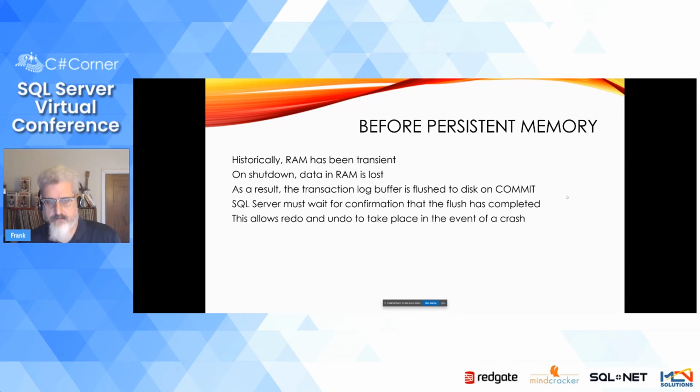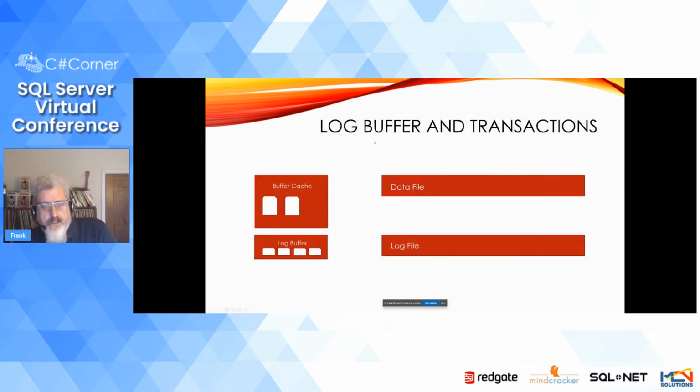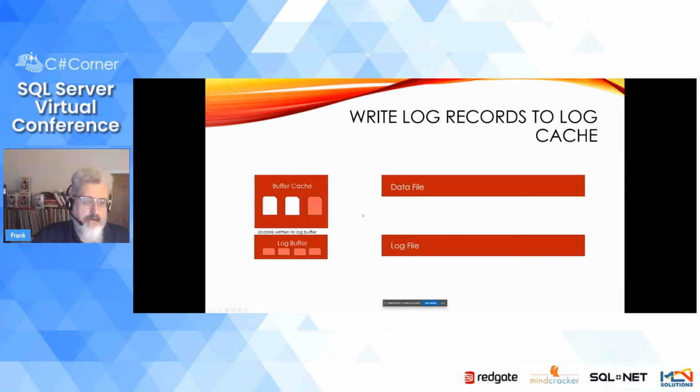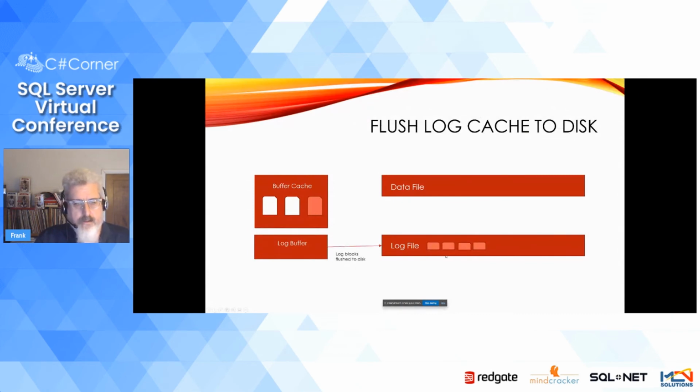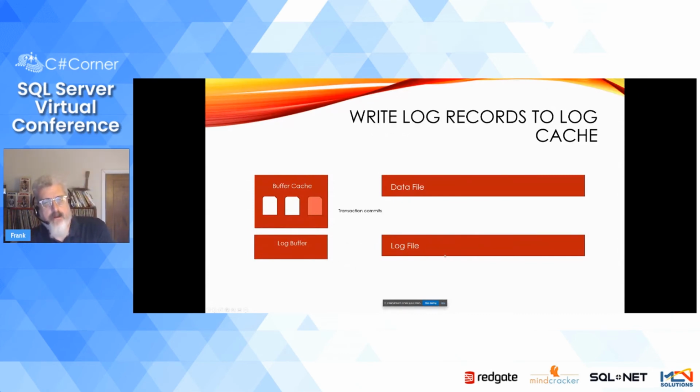And because of this, when SQL Server goes to flush the log buffer to disk, it's got to wait until that flush completes. So the confirmation has to come back, and this allows that redo and undo process to take place. Just to show you what this looks like, I've got my data file and my log file. I read a page from my data file into my buffer cache. I make an update to that page, and the log records associated with that transaction are written to the log buffer. On commit, those log blocks are flushed out to disk, and then the transaction commits completely.